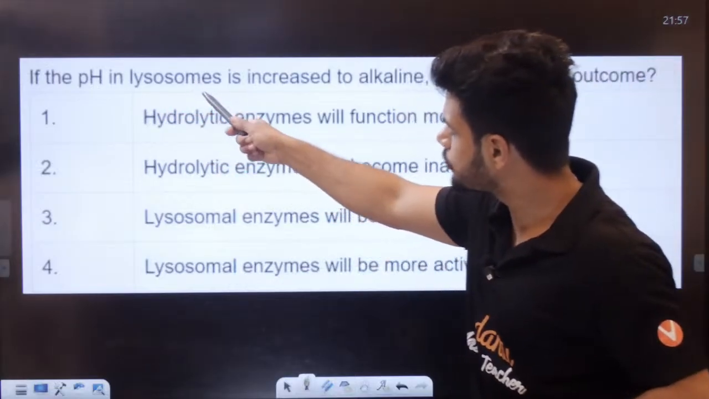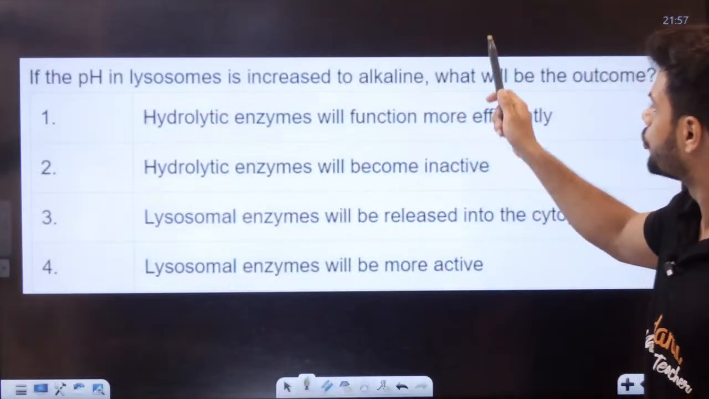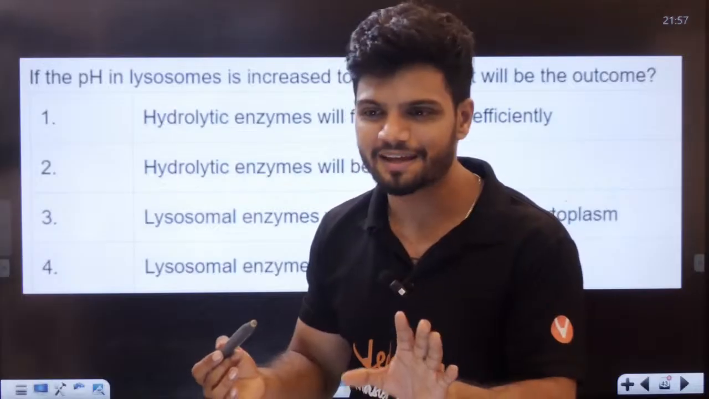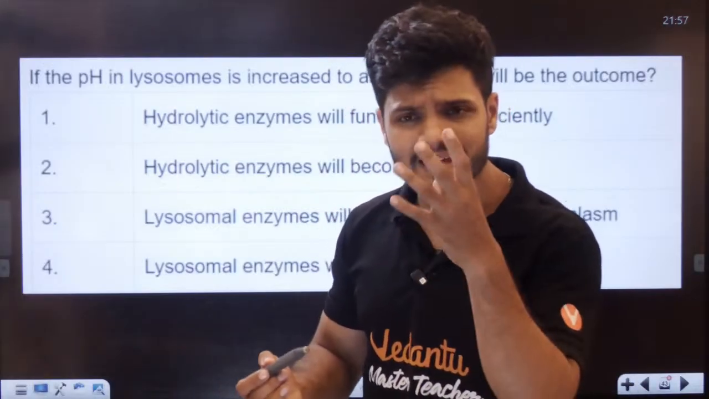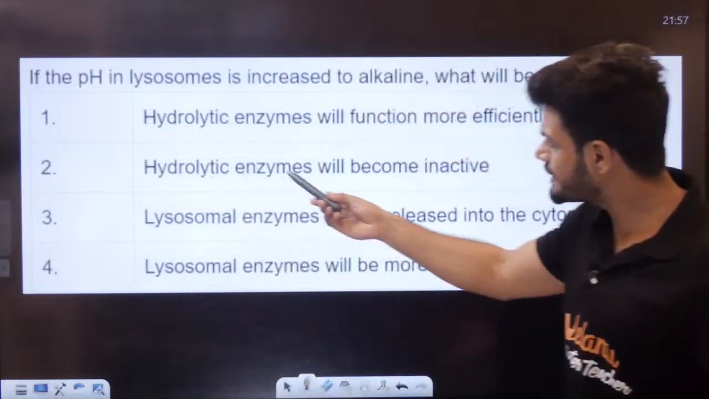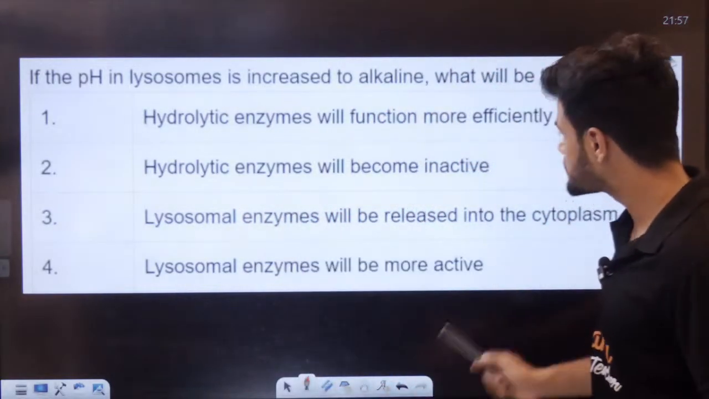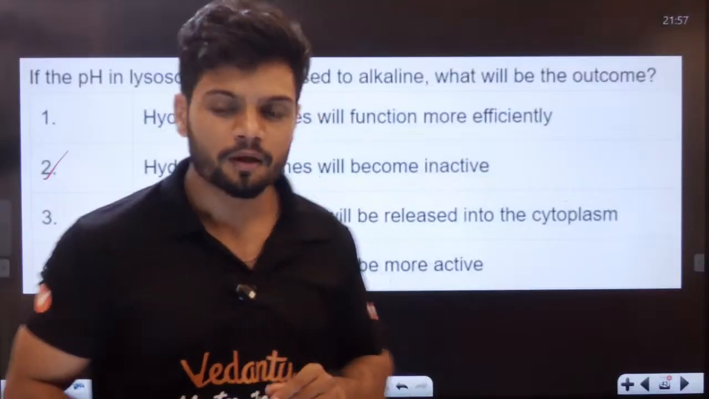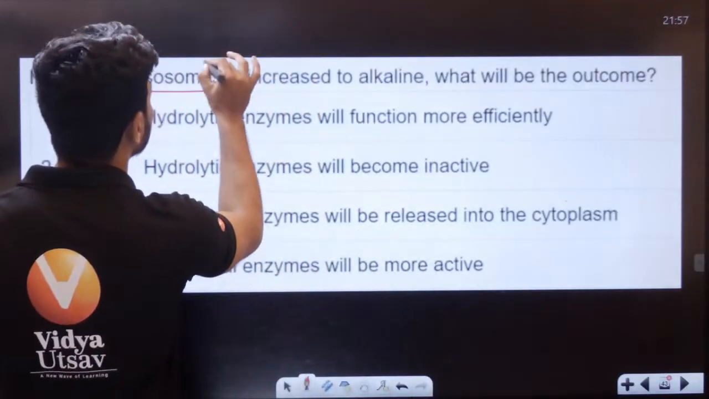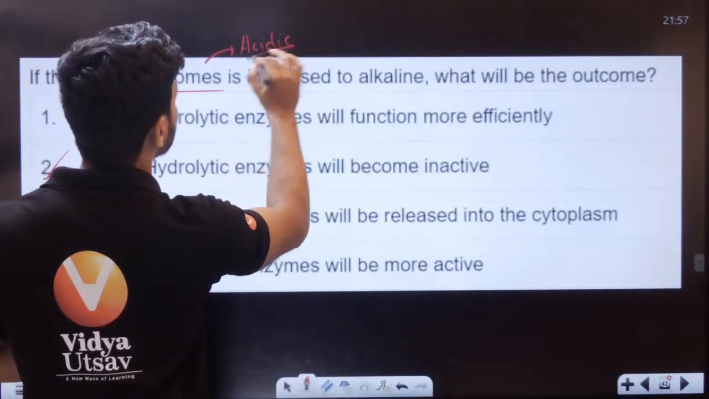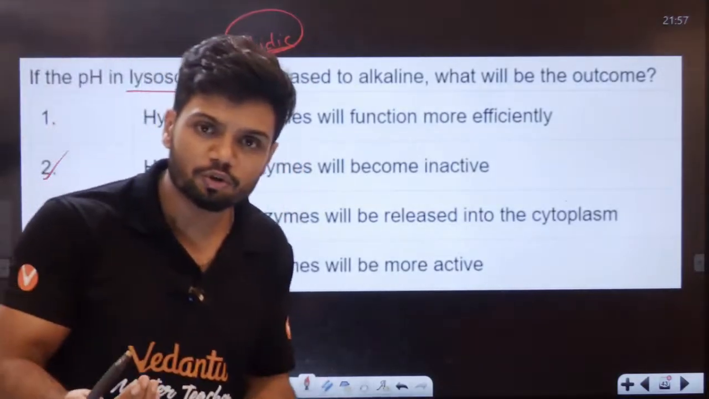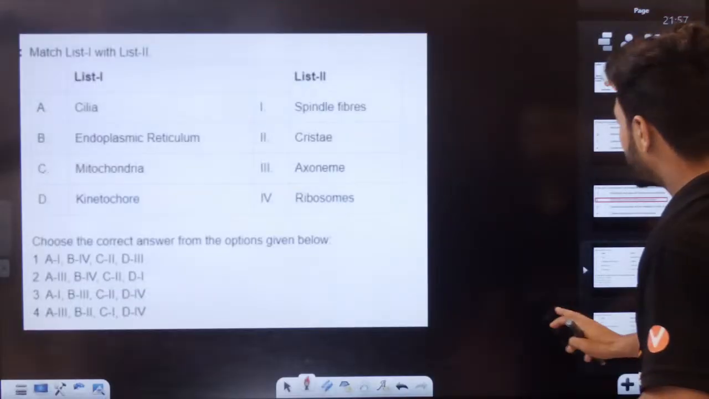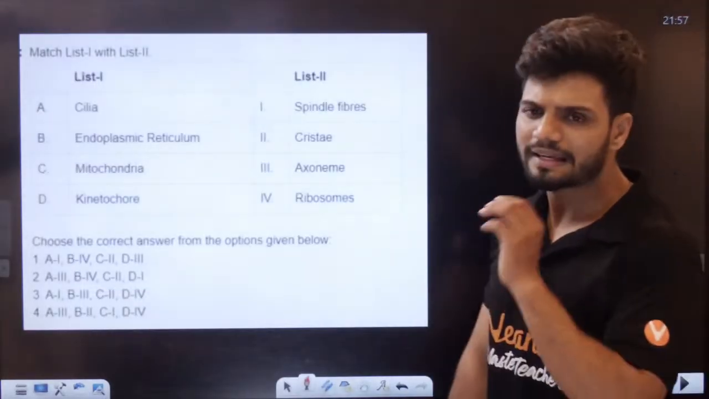If the pH of lysosomes is increased to alkaline condition, what will be the outcome? If the pH becomes alkaline, will the enzymes function? No, the enzymes will not work then. If the pH increases, the hydrolytic enzymes will become inactive. All the hydrolytic enzymes work in acidic pH. If you make it alkaline, all the enzymes will become inactive. This is also a very easy question on the board.